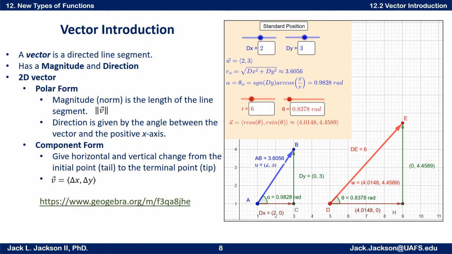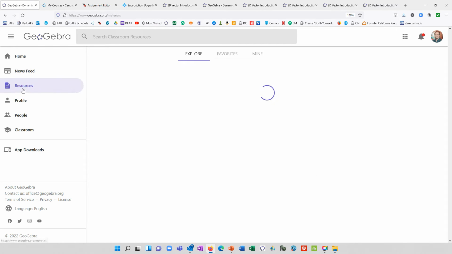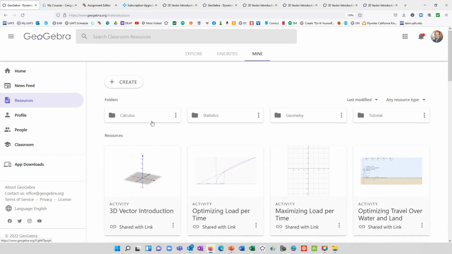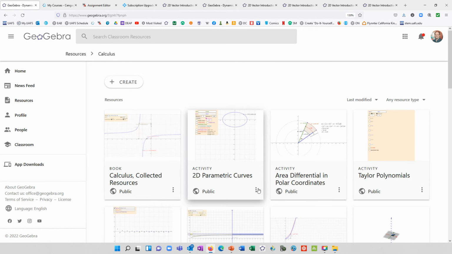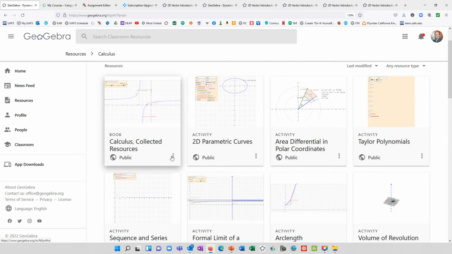I actually also have some of these things in a, let's see, let me go to GeoGebra. If I go to my calculus, I have a calculus workbook somewhere. Yeah, right here, collected resources.